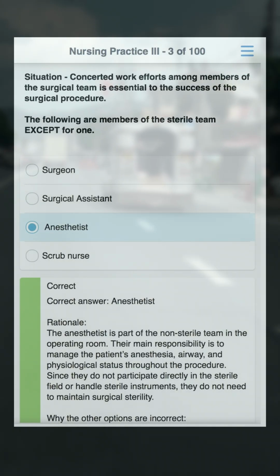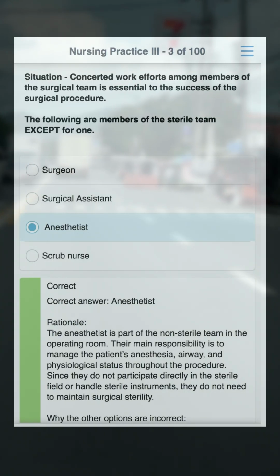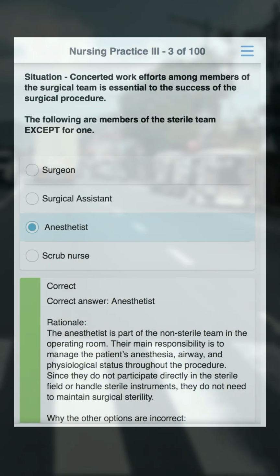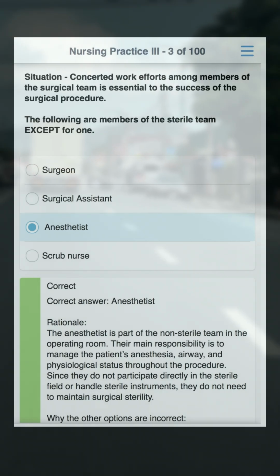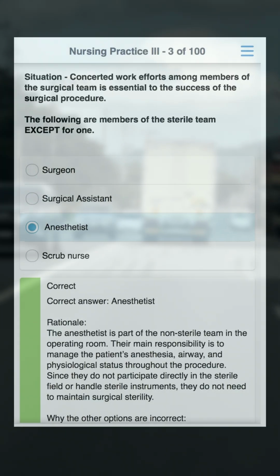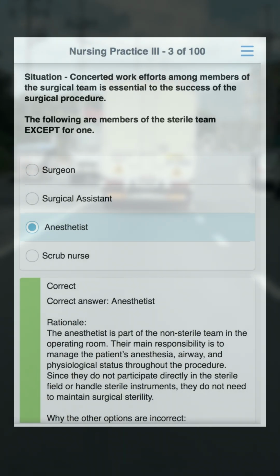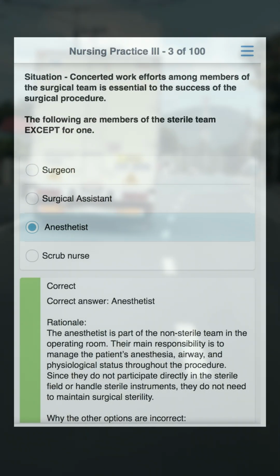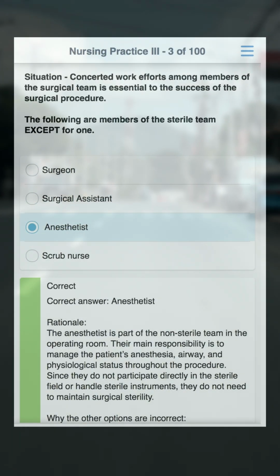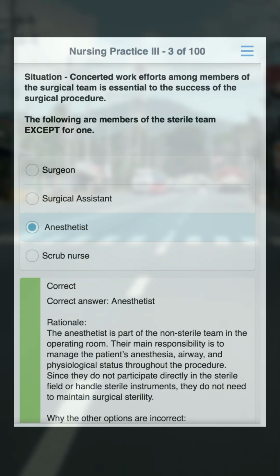Trap number 2, confusing the scrub nurse with the circulating nurse. The scrub nurse is sterile. The circulating nurse is non-sterile. So remember, scrub nurse equals sterile. Circulating nurse equals non-sterile. Trap number 3, thinking that everyone who enters the operating room is sterile. Not everyone inside the operating room is sterile. The operating room itself is not the same thing as the sterile field. A person may be inside the operating room but still be part of the non-sterile team. This includes the anesthesia provider and the circulating nurse.